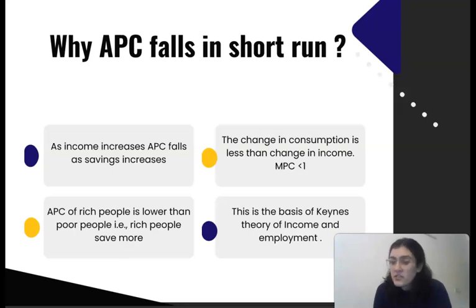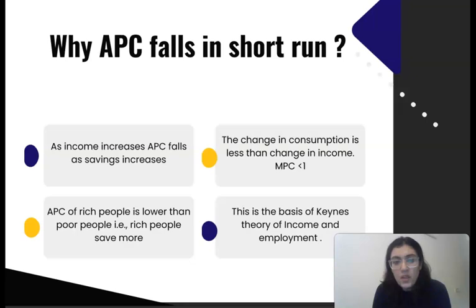Now, for a better understanding, I have made another slide explaining why APC falls in the short run. As income increases, APC falls, and savings increase. That is the indication that if your APC is falling, the consumer is investing or saving more from the increase in income, and spending less on consumption. And as I told you, the change in consumption is lesser than the change in income, indicating that MPC is less than 1.